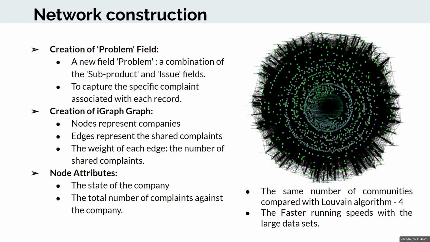And next, igraph is used for constructing the network. The nodes represent companies, the edges represent shared complaints, and the weight of each edge corresponds to the number of shared complaints. The node attributes include the state of the company and the total number of complaints for the company. For the community detection results, we can see the same number of communities compared with the Louvain algorithm, which is 4 communities. It is noticed that Leiden has a faster running speed with the larger data set.